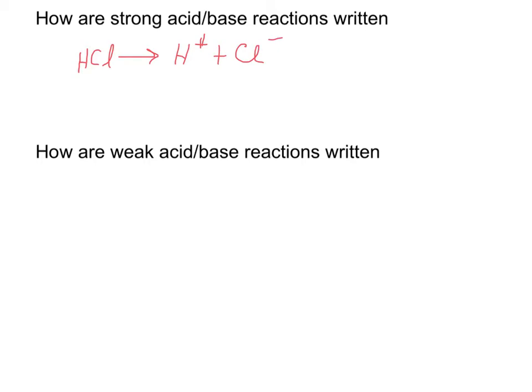Now we want to do a weak acid or base for you. We're going to do acetic acid. Oh, you want to do a strong base first? Let's do sodium hydroxide. Okay, strong base, NaOH, goes to Na+ and OH-, the sodium ion and hydroxide ion.